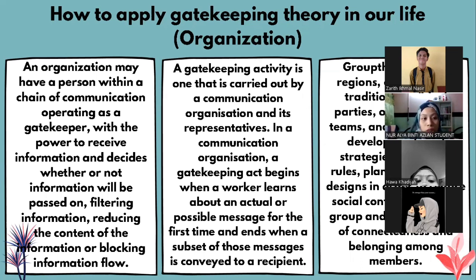In a communication organization, a gatekeeping act begins when a worker learns about an actual or possible message for the first time and ends when a subset of those messages is conveyed to a recipient. For instance, there is a company that does not tell its employees all information about the company. Company A wants to merge with Company B, but only tells the good news to Company B. Maybe internal issues will arise when the two companies join together, such as employee issues, a lot of debt, and other problems.